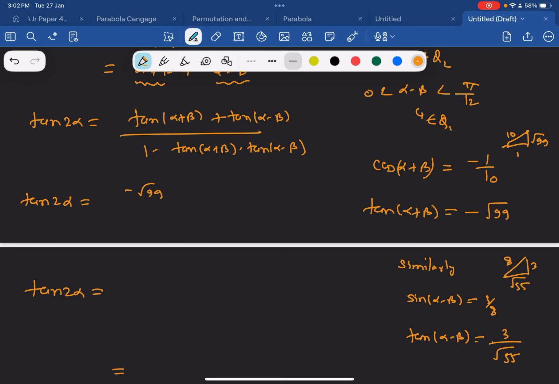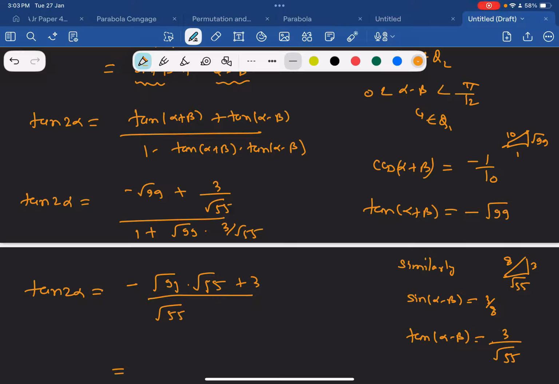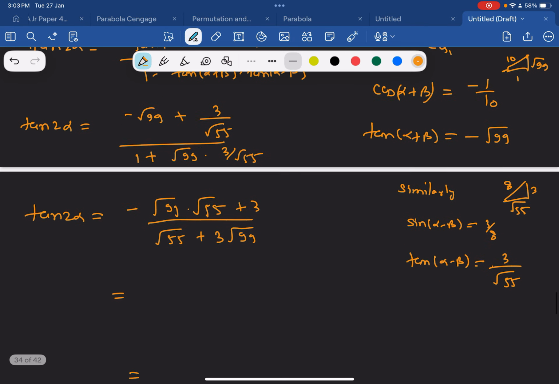So 10 alpha plus beta we got as minus root 99, and this will be 3 upon root 55. Perfect. And then 1 minus plus root 99 into 3 upon root 55. If you simplify, this will become minus root 99 into root 55 plus 3, and root 55 cancels out, so this will become root 55 plus 3 into root 99. So here I can write minus 3 root 9 into 11, so 11 root 55 plus 3 upon this is what we are going to get.